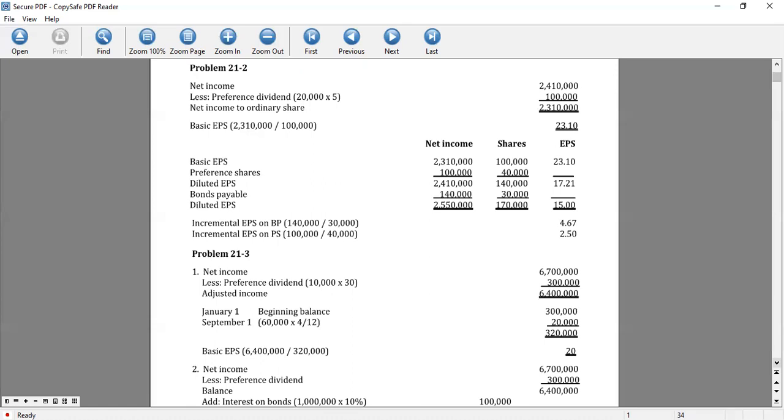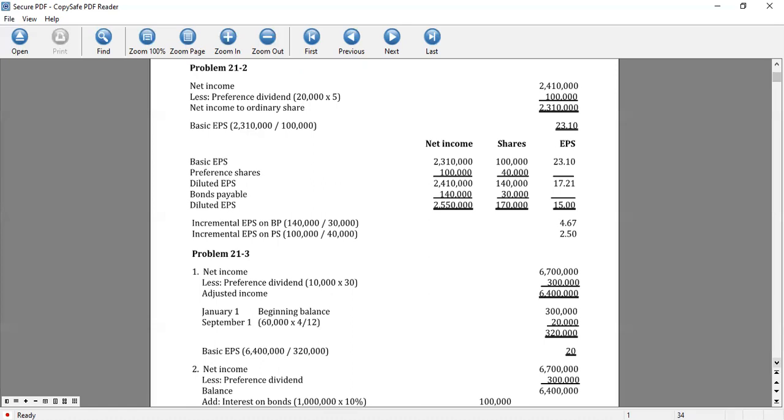Now take note that for the preference shares, we are given the 20,000 convertible preference shares outstanding, and the preference shares are convertible into 40,000 ordinary shares. So we now get the ordinary shares of preference shares. Initially, we have 20,000 convertible preference shares, and the dividends paid was 5.